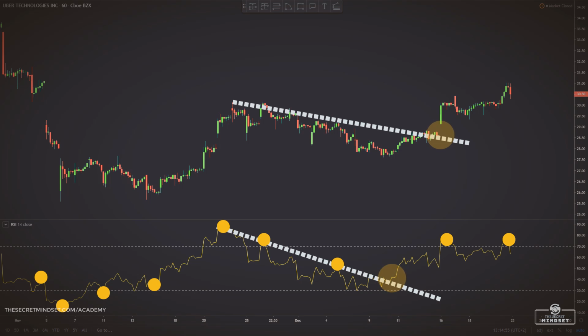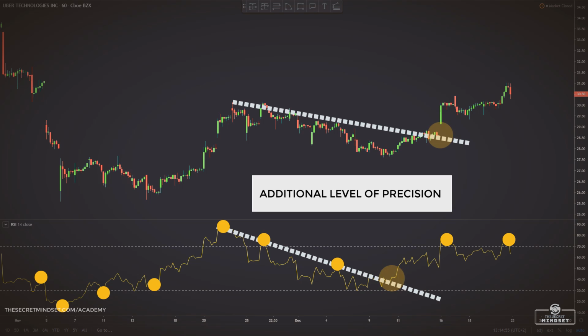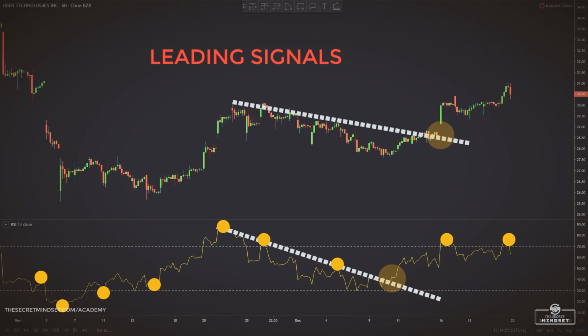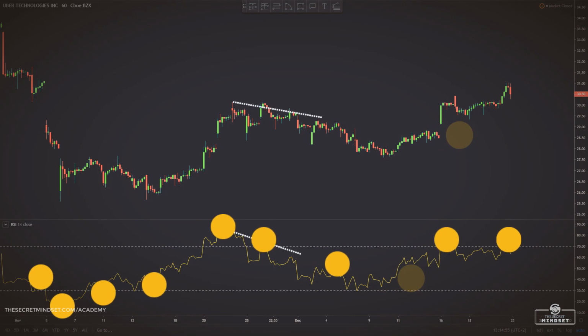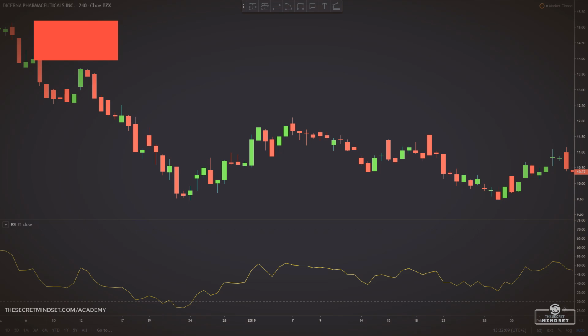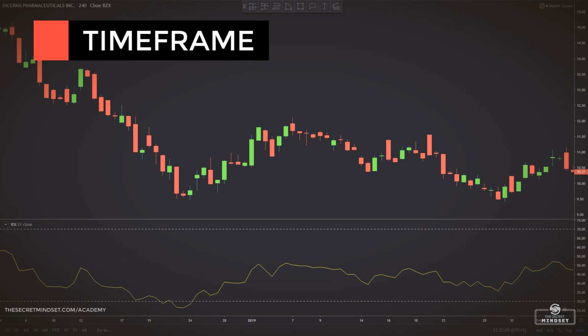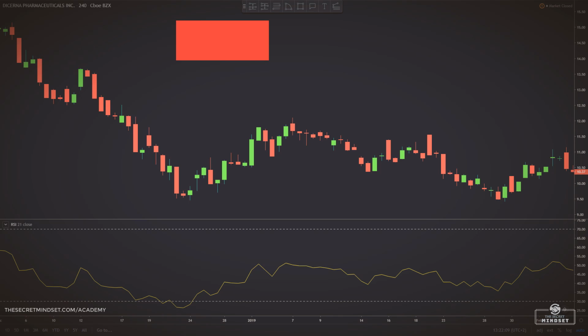Trend lines placed on this oscillator provide an additional level of precision as well as an additional trade setup. Because the signals are leading rather than lagging, stops can be placed relatively close to the entry point. This allows for a good risk-to-reward trading opportunity. The RSI trendline approach works best on higher time frames, but it can be used on any time frame for day trading, for example.